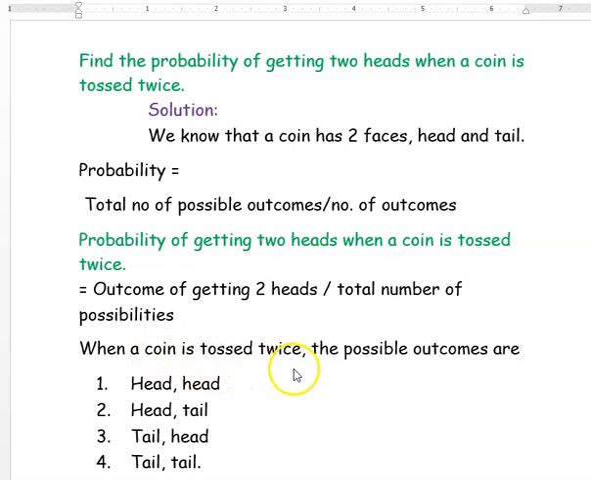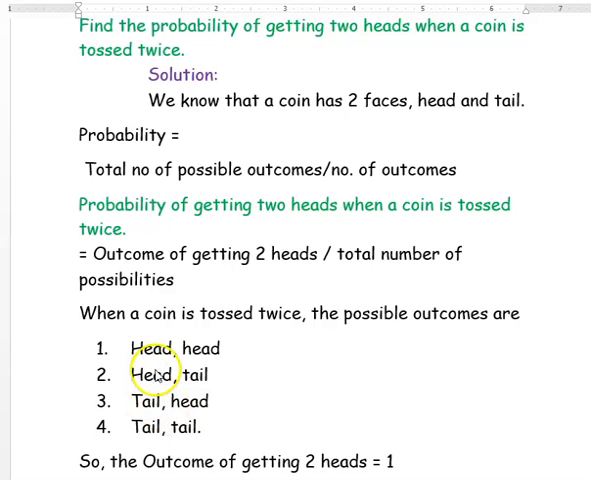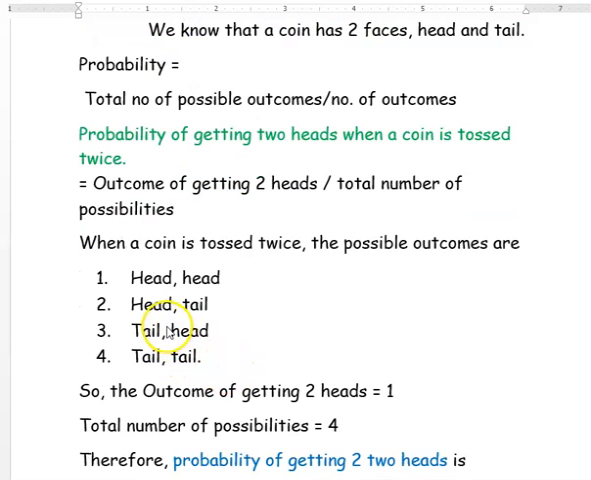Now when a coin is tossed twice, the possible outcomes are: the first time you toss, you may get head in the first coin and head in the second coin too. That is head head. Then the first coin you may get head and the second coin you may get tail. Then the first coin you may get tail and the second coin you may get head. Then both the coins you may get tail. So there are totally 4 possibilities. And the outcome of getting 2 heads, you have only 1 chance. So outcome of getting 2 heads is 1 and total number of possibilities is 4.